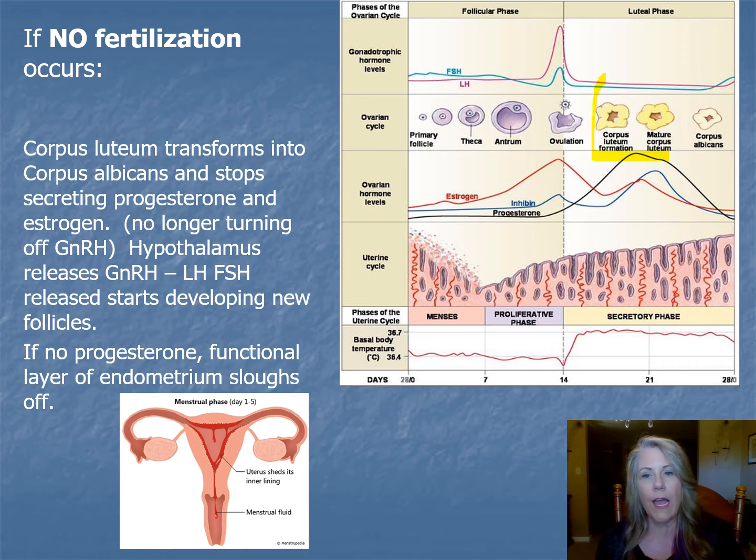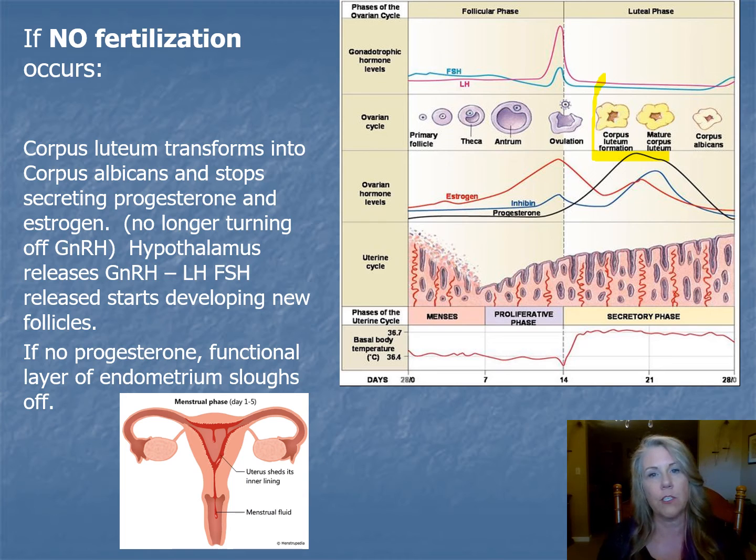So as soon as it turns into a corpus albicans, no more hormone in the blood, very little estrogen in the blood, then the hypothalamus kicks in, releases the gonadotropin releasing hormone, therefore stimulates the pituitary to release FSH and LH, and we start developing new follicles.